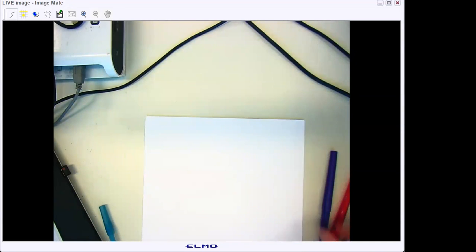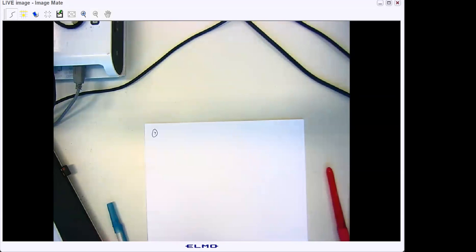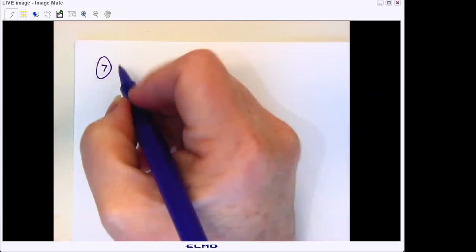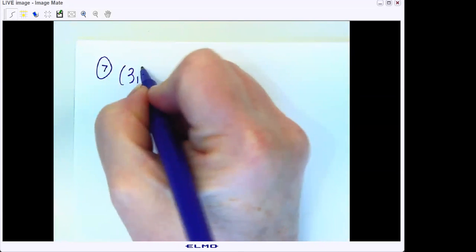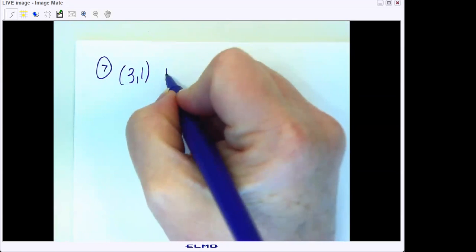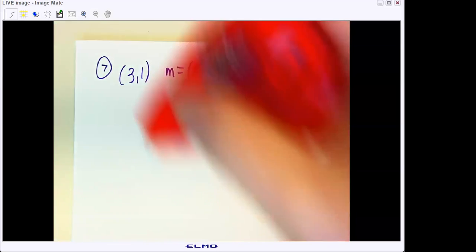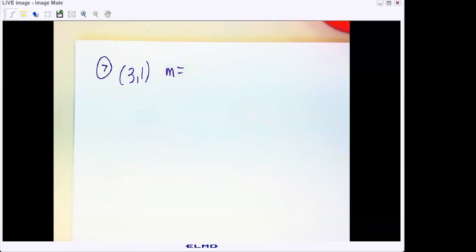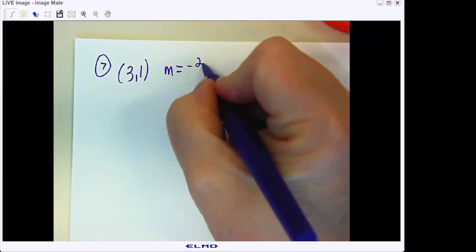So let's do 2 more that have fractions. Let's do number 7. And same process. Your point is 3, 1, and your slope is negative 2/3.